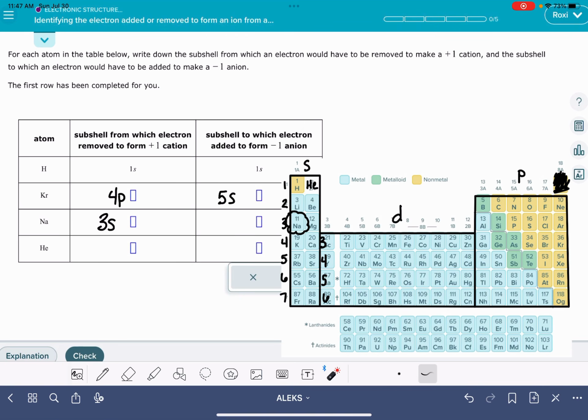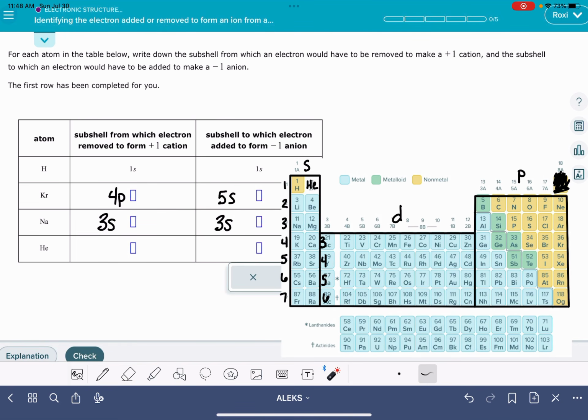And what about if we added another electron? So instead of having 11 electrons, what if we had 12? If we added another electron, that next electron would also go into 3s. It's not uncommon for these two orbitals to be exactly the same. It's not a requirement, as we saw above here, but it's not uncommon for them to be the same.